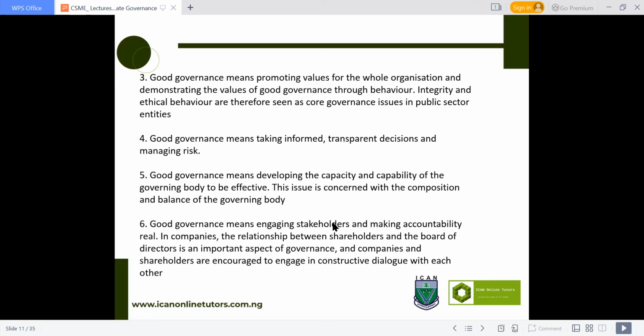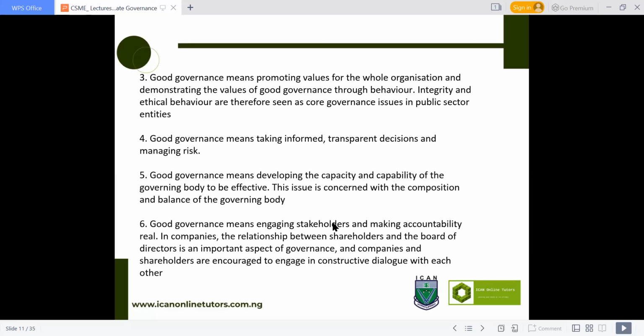So what will make up the board? There should be people of good character. They should be competent. You don't just make a nomination based on favoritism, saying, oh, I like this one, let's appoint this one. But is the person competent enough? Because if those managing this organization are not competent, there will surely be problems. So who will make up the board? They should have the capacity and the capability of governing the body to be effective.